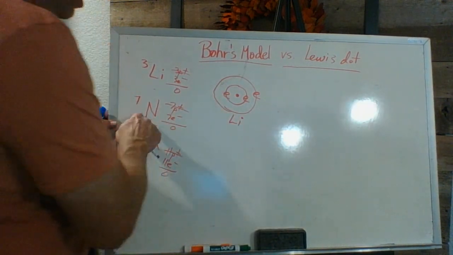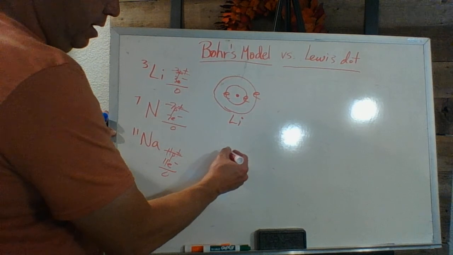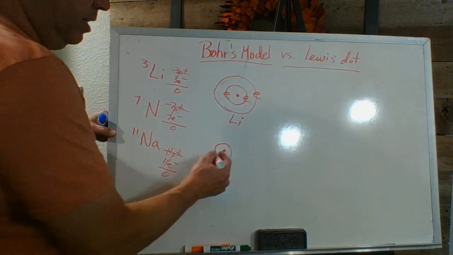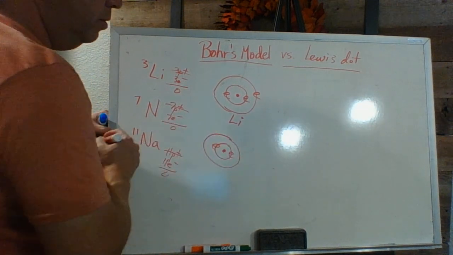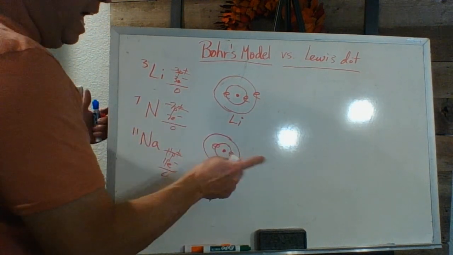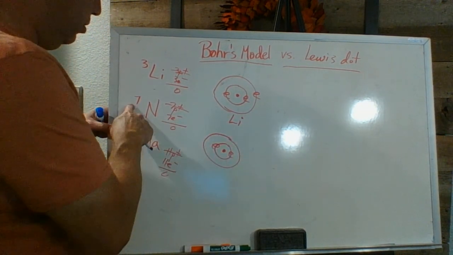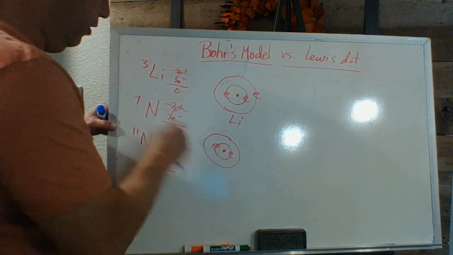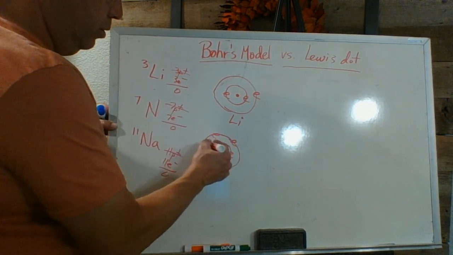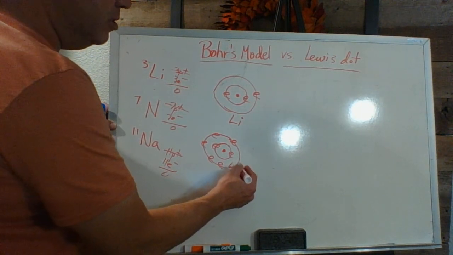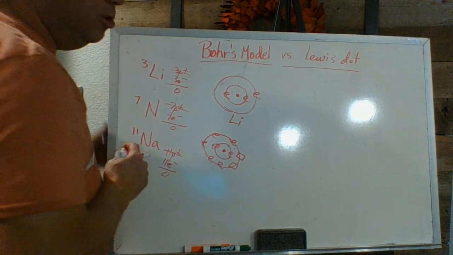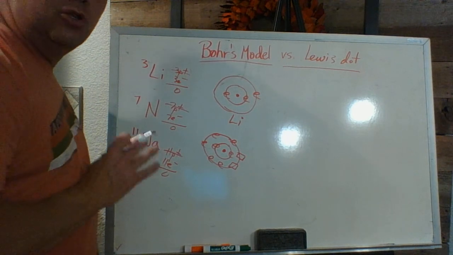Okay? Nitrogen, 7. All right, here we go. First ring holds how many? 2. 1, 2. Second ring holds up to 8. If I had 8 plus 2 would be 10. That's too many. So I have 2 in the first, I have 5 left. 1, 2, 3, 4, 5. You'll even see people sometimes put 2 boxes just to show that there's 2 empty spaces.